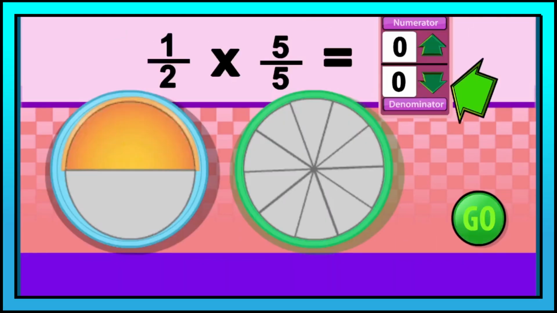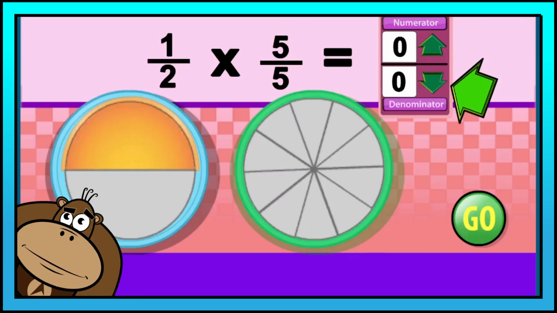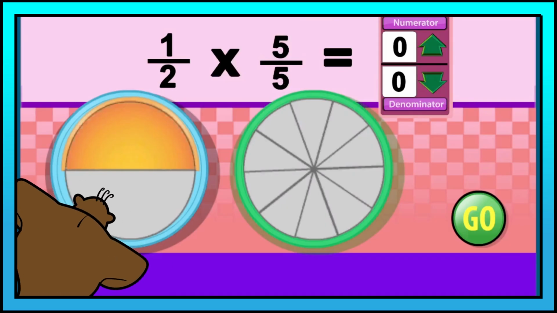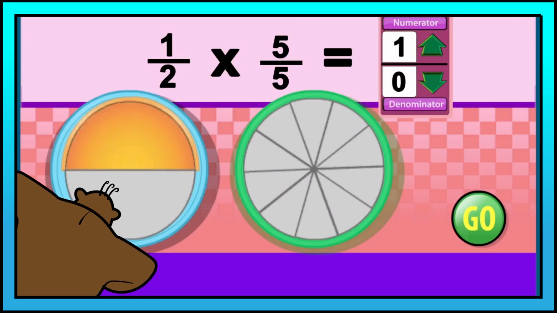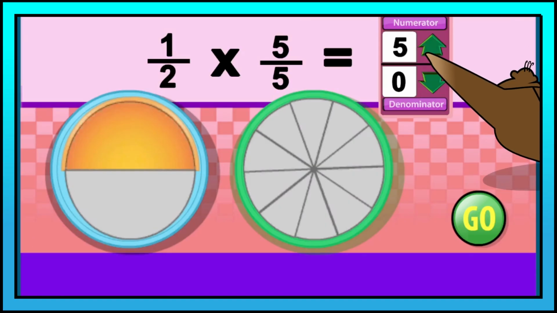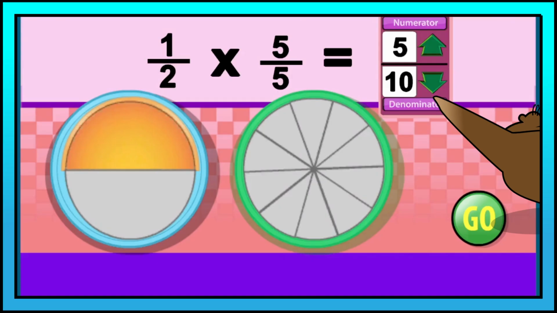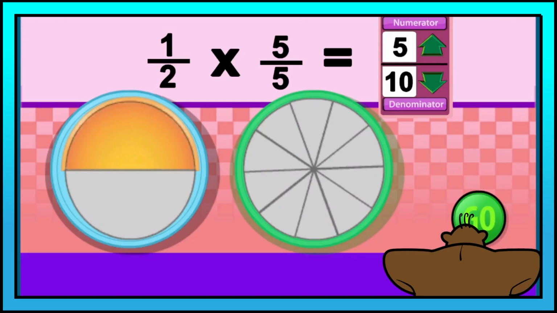Good. Make an equivalent fraction. Multiply the numerators across and the denominators across. Use the arrows to make the fraction and press go. Aha! I just know this is it. Let's hope this is the right one.